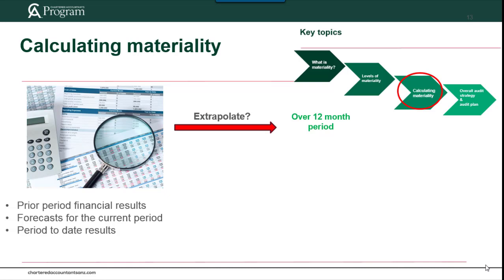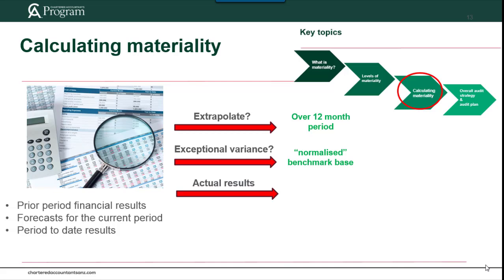Circumstances such as unusual or non-recurring revenue or expense items might cause an exceptional variation, which may lead the auditor to conclude that they should use a normalised benchmark base. Materiality will then be revised if necessary once actual annual results are available. It's important to understand that overall materiality calculated at the planning stage of an audit may not necessarily remain unchanged throughout the audit. During the course of the audit, information may come to light that requires the auditor to revise the original overall materiality level.